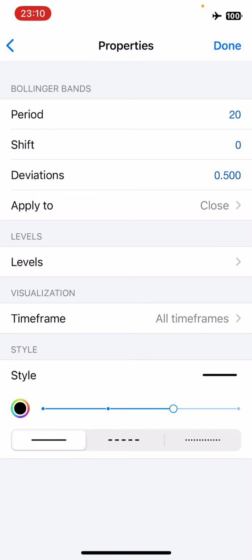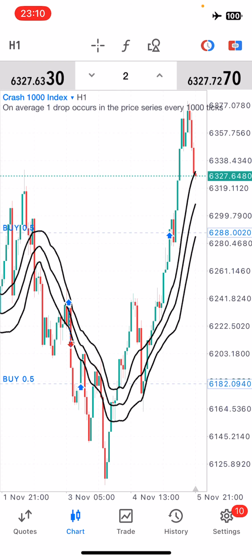There are not going to be any levels on this one, and on the time frame you can allow all time frames. I'm going to choose a black color because I really want them to pop out on my main chart so that I can clearly see my areas of entry. Okay, and then I'm going to click done, and as you can see, we now have the Bollinger Bands up on our charts. Okay, time to move on to the next indicators that we need.